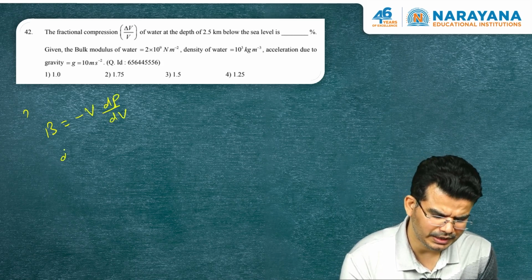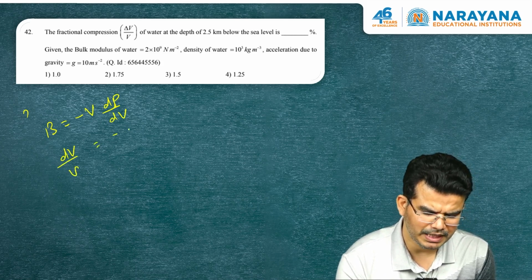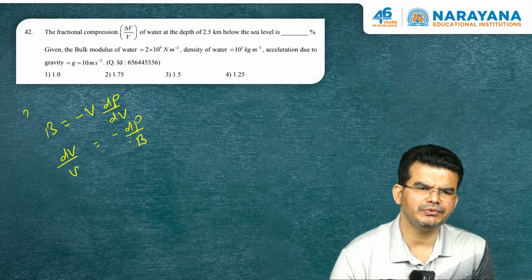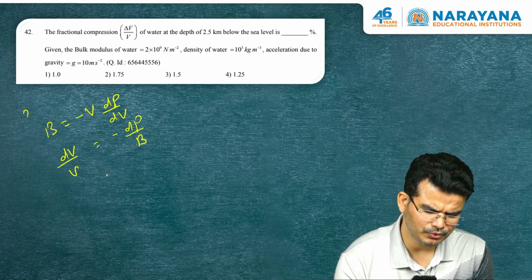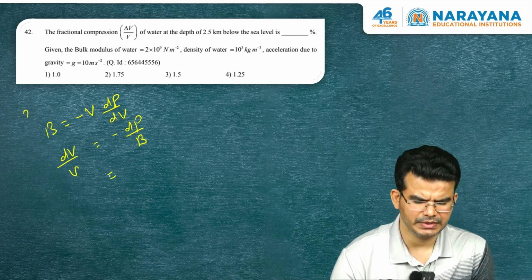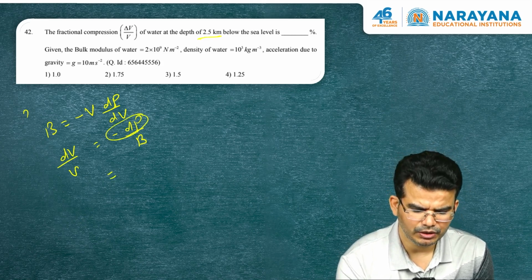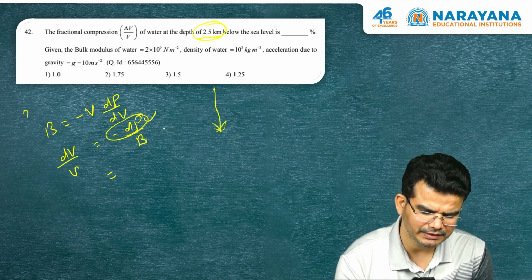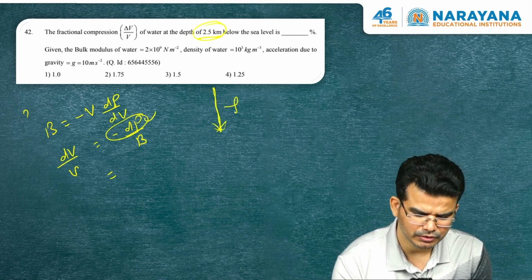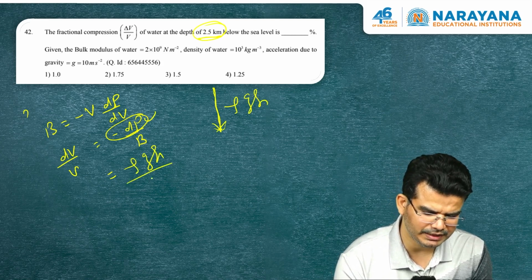So, I think from here I can say dV by V, the fractional change, equals minus dP by B. The minus sign only tells us that if you increase the pressure, volume will decrease. So simply we are going to calculate the magnitude. dP is the pressure difference when going 2.5 kilometer below. How much will the pressure increase? It is rho g h, only the magnitude, upon the bulk modulus.